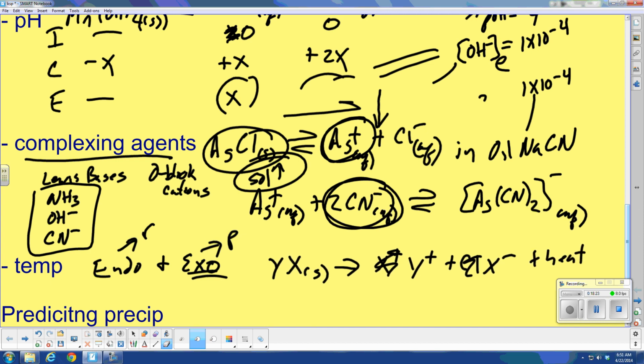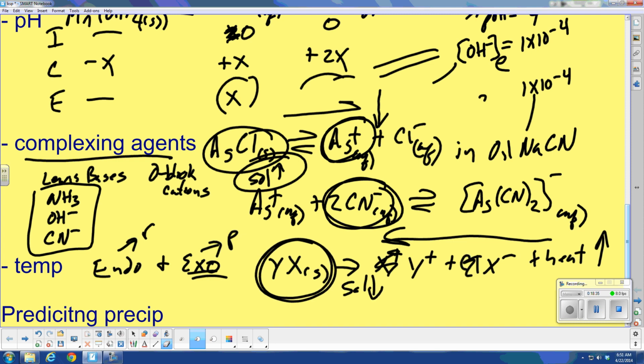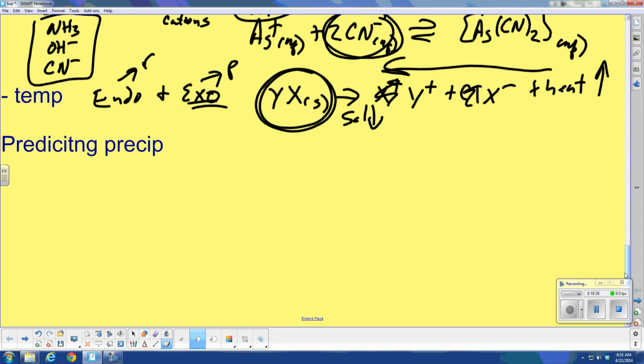So if I increase heat, my reaction is going to shift in that direction, meaning more of my solute is going to stay undissolved, meaning my solubility will do what? Go down. Got it.